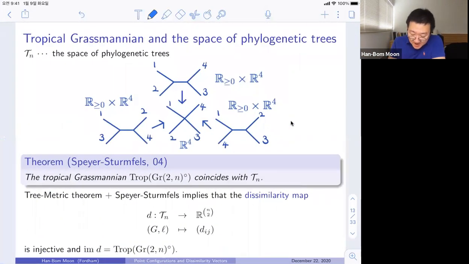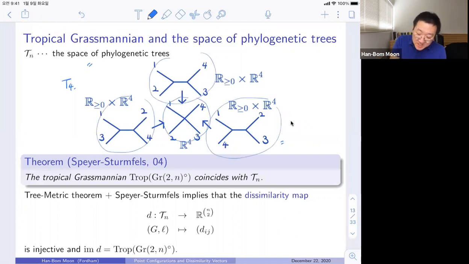So here is one down-to-earth example in the case of T4. In T4, we have 4 different possible topologies of trees. And this central one has 0 internal edges and 4 boundary edges. So the parameterization is R4. And we have 3 copies of 5-dimensional cones, which have 1 internal edge times 4 boundary edges. So they are 5-dimensional cones. So by gluing these 4 cones together, we can obtain T4.